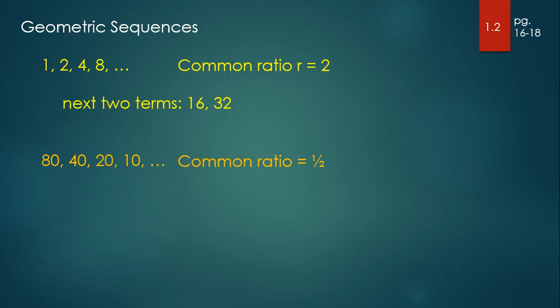One way to find a common ratio is to look at any two consecutive terms in the sequence, for example 80 and 40, and take the second number and divide it by the first number. So 40 divided by 80 is 1/2. The common ratio would then be 1/2. If we continue to multiply by 1/2, we can get the next terms in the sequence. So the next two terms after the 10 would be 5 and 5/2.